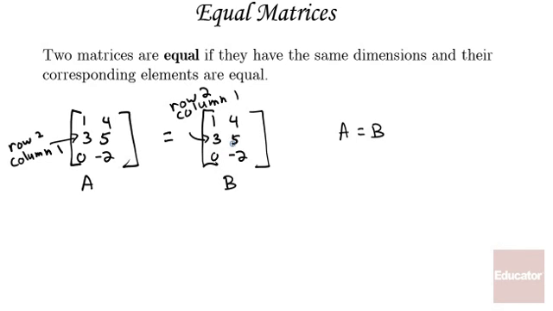If I had the same numbers, but they weren't in the same positions, the 2 matrices would not be equal. So same dimensions, and I do have the same dimensions. 1, 2, 3 rows, 2 columns. This is a 3 by 2 matrix. Same here, 1, 2, 3 by 2 matrix. Same dimensions, and corresponding elements are all equal. 1 equals 1, 3 equals 3, and so on. So I can say that these 2 matrices are equal.